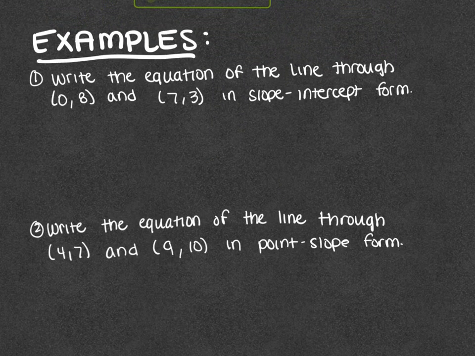So let's start with this example. We want to write the equation of the line through these 2 points in slope-intercept form. So the first thing I need to find is my slope. It says it right in the name.